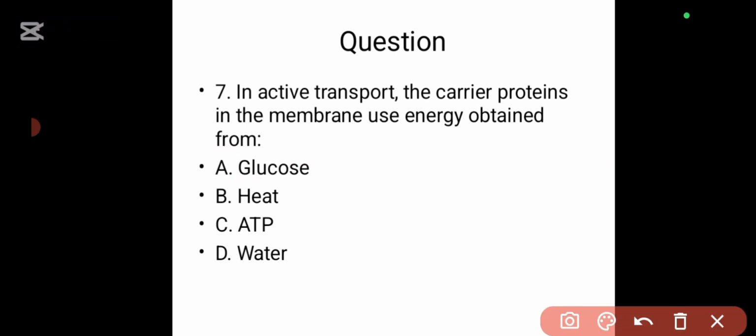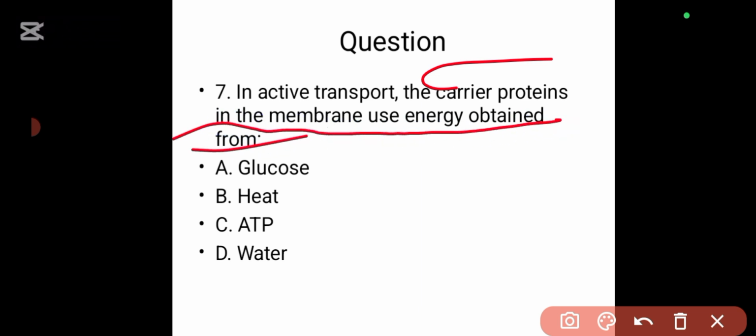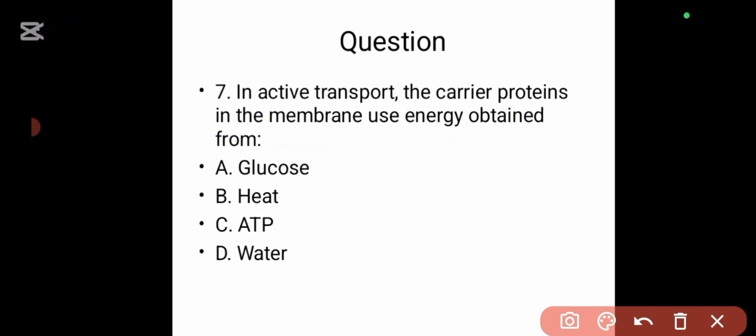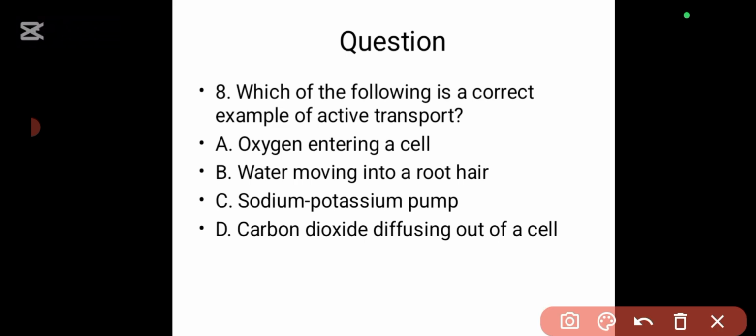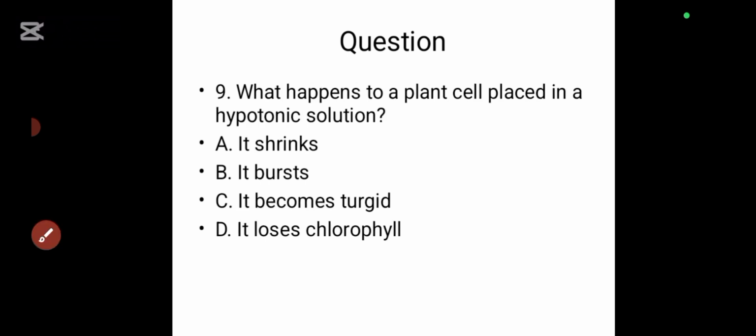In active transport, the carrier protein in the membrane uses energy obtained from ATP. That's a very simple question. Which of the following is the correct example of active transport? Oxygen entering the cell, water moving into a root hair, sodium potassium pump. That was what we saw last. Sodium potassium pump. That's the answer.